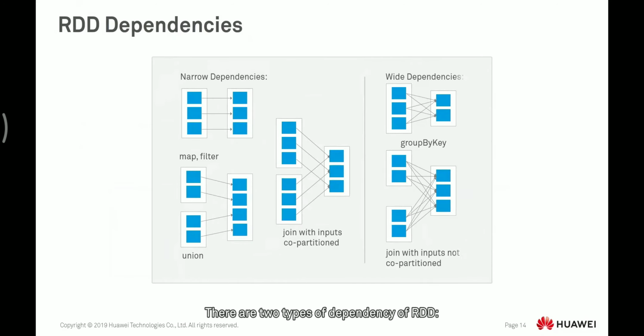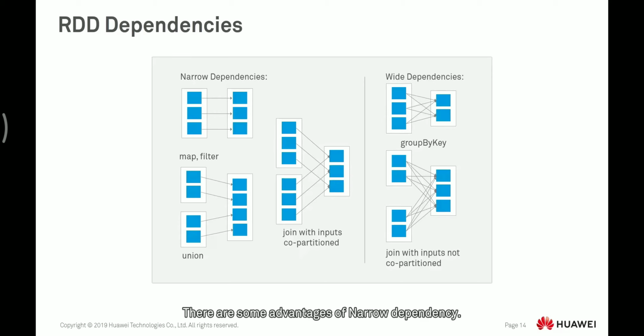There are two types of dependency of RDD, narrow dependencies and wide dependencies. Narrow dependency indicates that each partition of the parent RDD is used at most by one partition of the child RDD, while wide dependency indicates that each partition of the parent RDD may be used by multiple child RDD partitions, which is the basis of stage division.